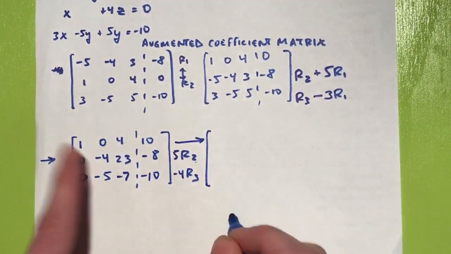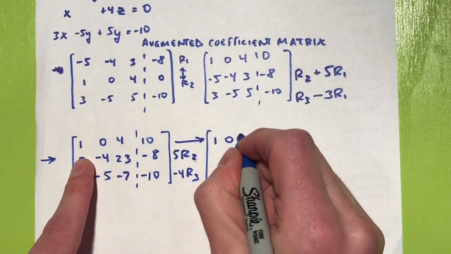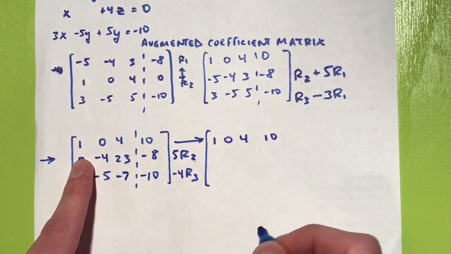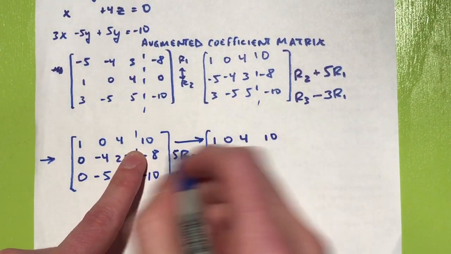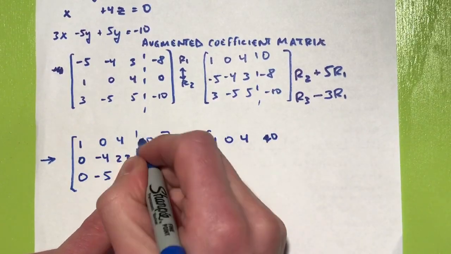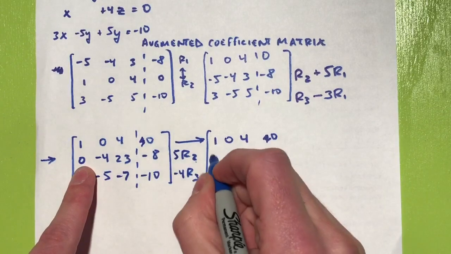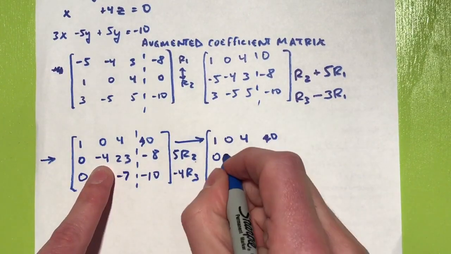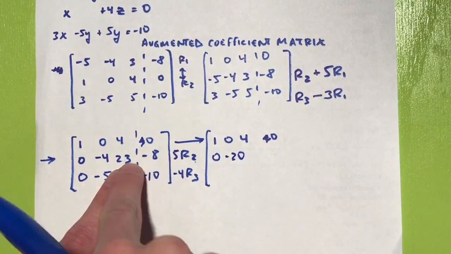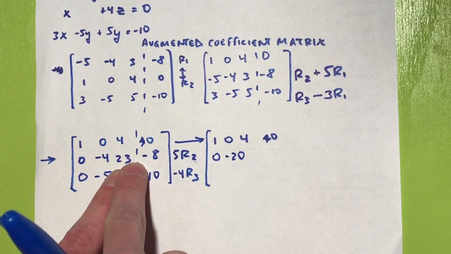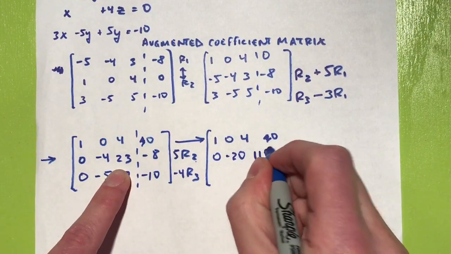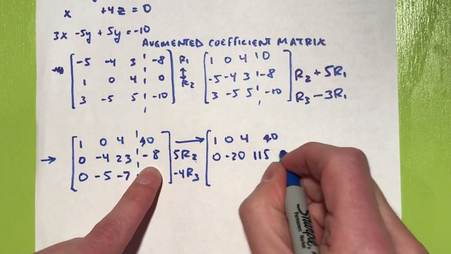This gives us now, row 1 stays the same. That's a 0. Oops, that's a 0 all the way back there. All right, we have 0. 5 times negative 4 gets us negative 20. 5 times 23 gives us 115. 5 times negative 8 gets us negative 40.